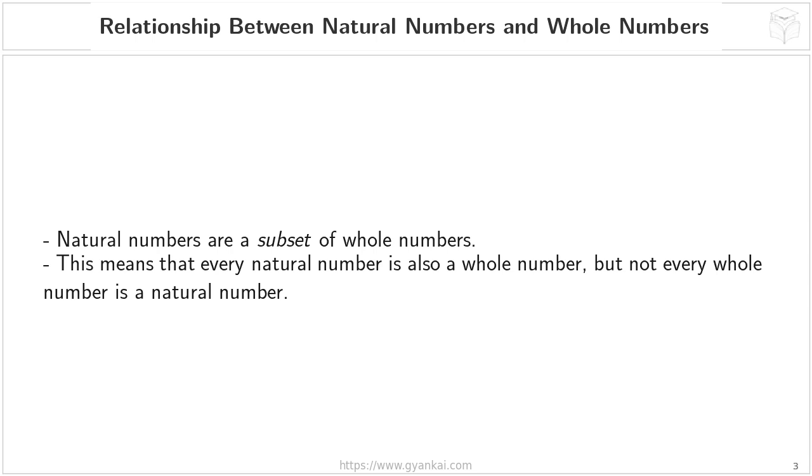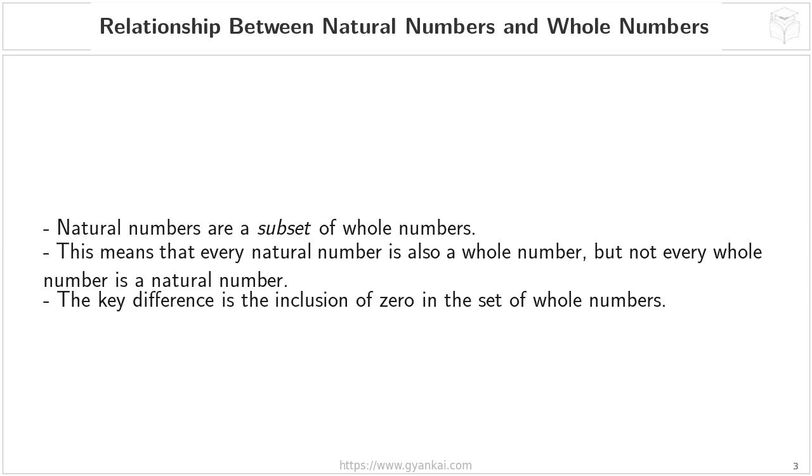Think of it like this: all squares are rectangles, but not all rectangles are squares. Similarly, all natural numbers are whole numbers, but not all whole numbers are natural numbers. The key to understanding this difference is, again, 0. Remember, we defined whole numbers as natural numbers plus 0. So, 0 is the extra element that makes the whole number set bigger than the natural number set.